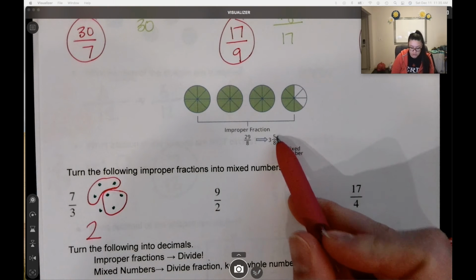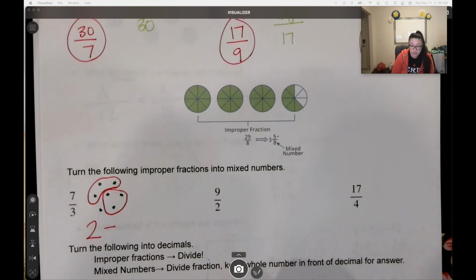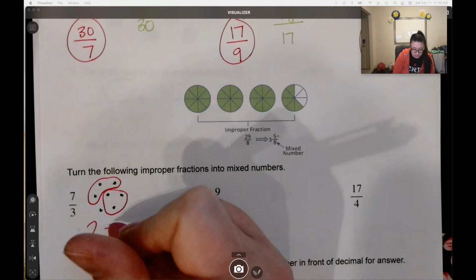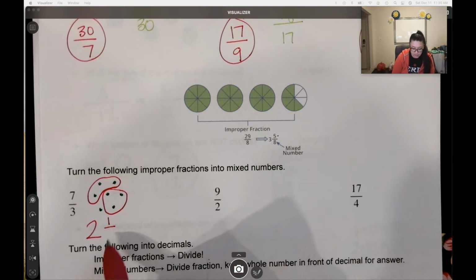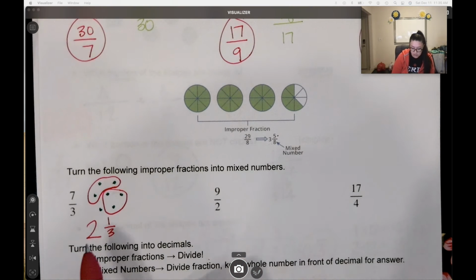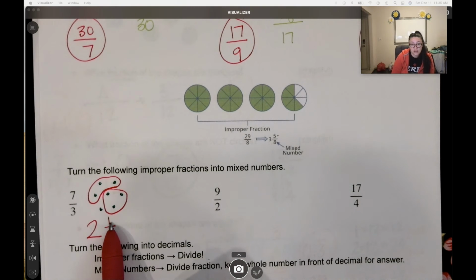The numerator is how many pieces you have left over. How many pieces do we have left over here? 1. And how big were all of our groups? 3. So I have 2 full groups and then 1 out of 3 for my next whole group.